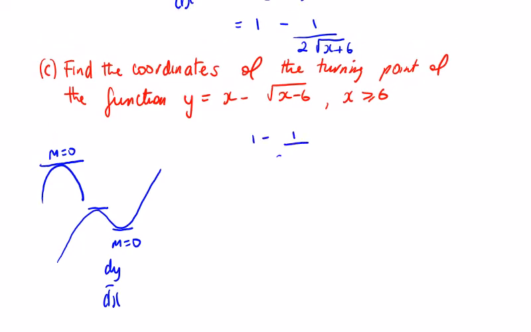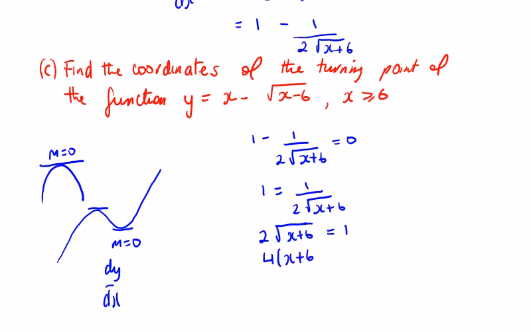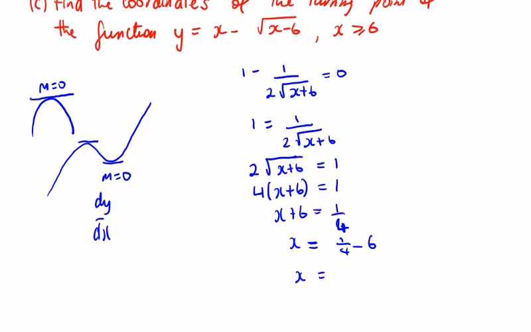1 minus 1 over twice the square root of x plus 6 equals 0, which means that 1 has to be equal to 1 over twice the square root of x plus 6. So twice the square root of x plus 6 would have to be equal to 1. If I square both sides, I'm going to get 4 times x plus 6 equals 1 squared, 1. x plus 6 is equal to 1 over 4. So x is equal to 1 over 4 minus 6. So x is equal to minus 5 3/4.